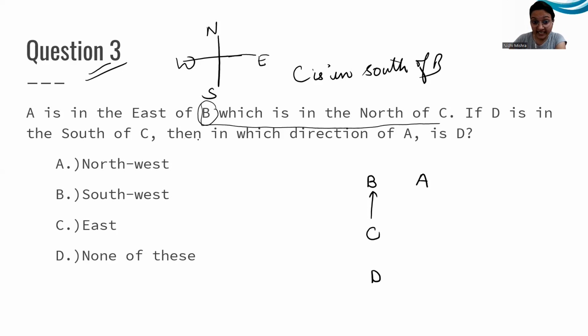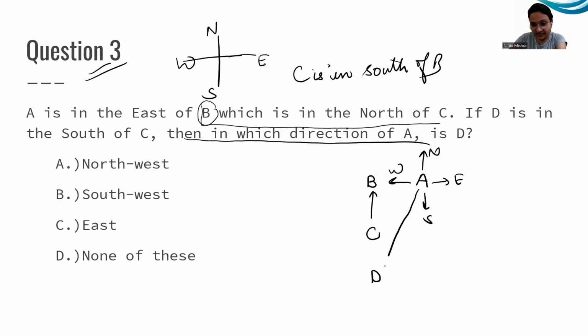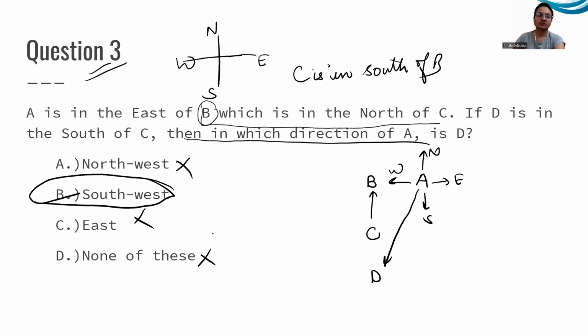Then in which direction of A is D? This is north, this is south, this is east, west. This is southwest. Yes, the option is C. Ma'am, we have to do the elimination of options. No, no, no. So this is how you should think. Correct? Yes, very important.